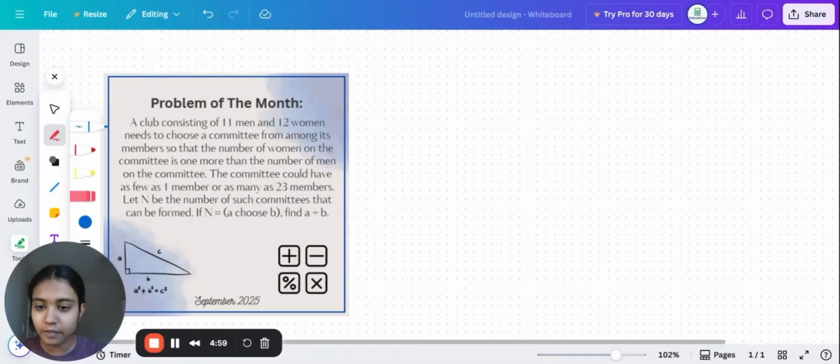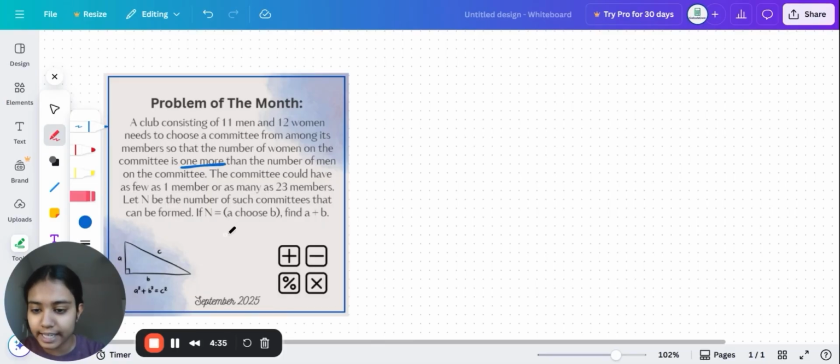A club consisting of 11 men and 12 women needs to choose a committee from among its members so that the number of women on the committee is one more than the number of men on the committee. The committee could have as few as one member or as many as 23 members. Let the value of n be the number of such committees that can be formed.